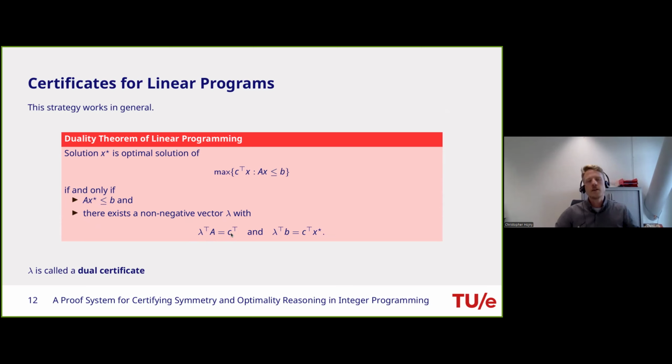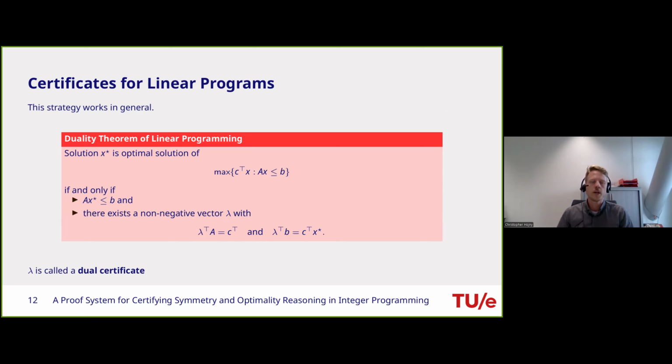So reweighting the inequalities with a non-negative multiplier and aggregating everything into a linear vector will result in the linear objective C. And I need to select the multipliers in such a way that if I also aggregate the weighted right-hand sides, I recover the objective value of the solution x star. And the duality theory of linear programming tells me that such multipliers always exist.